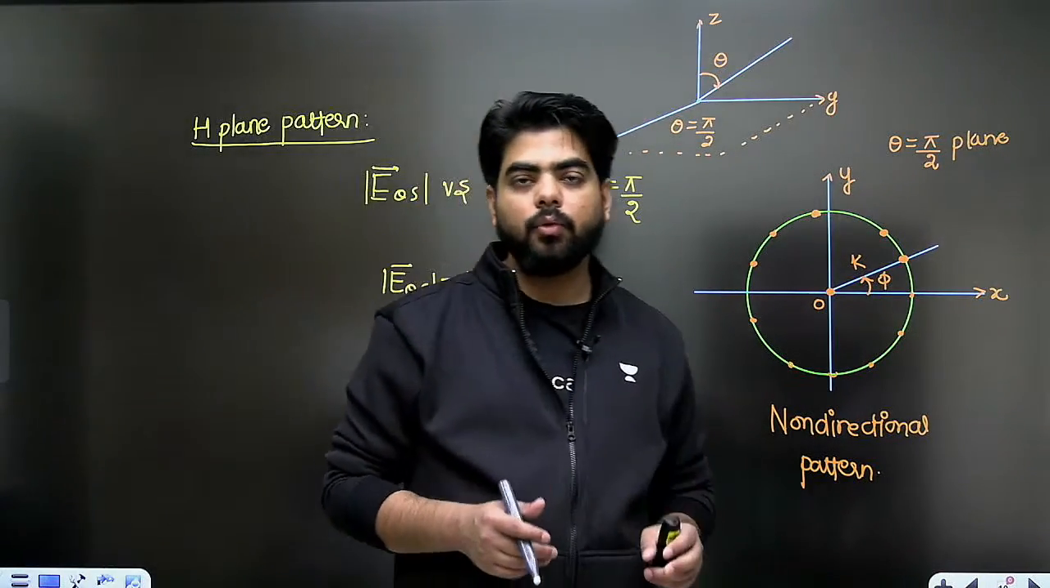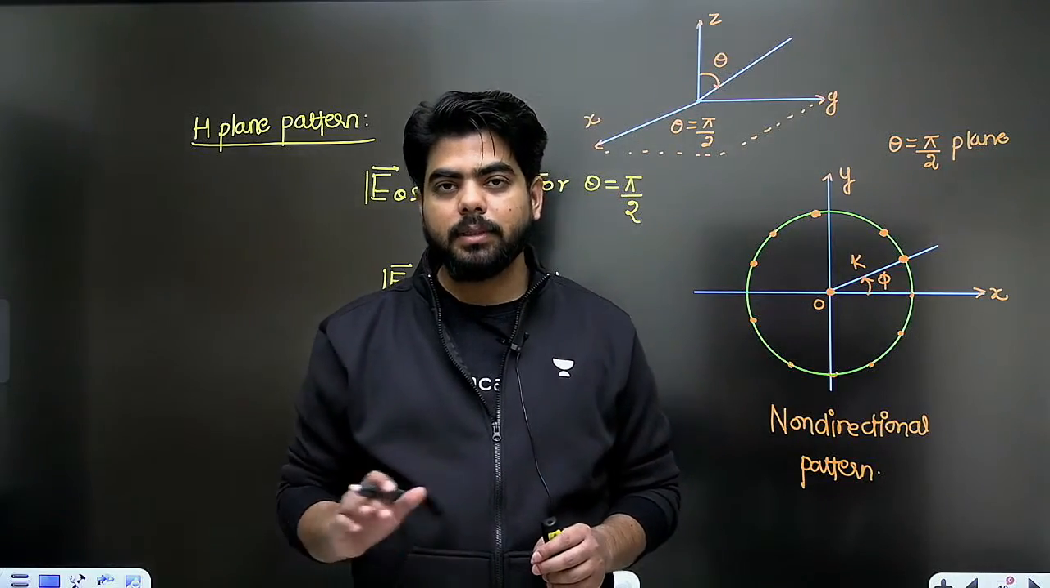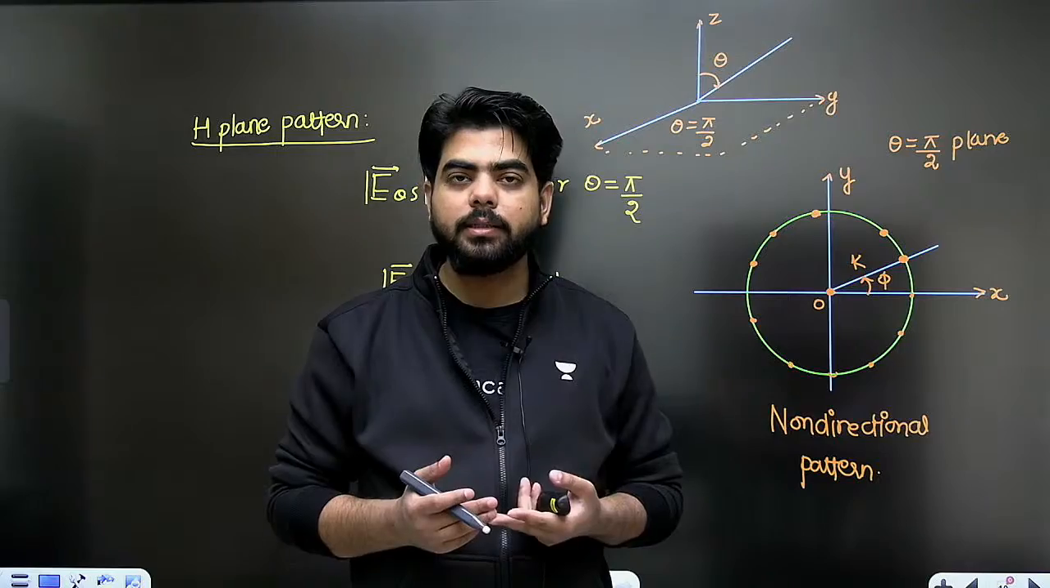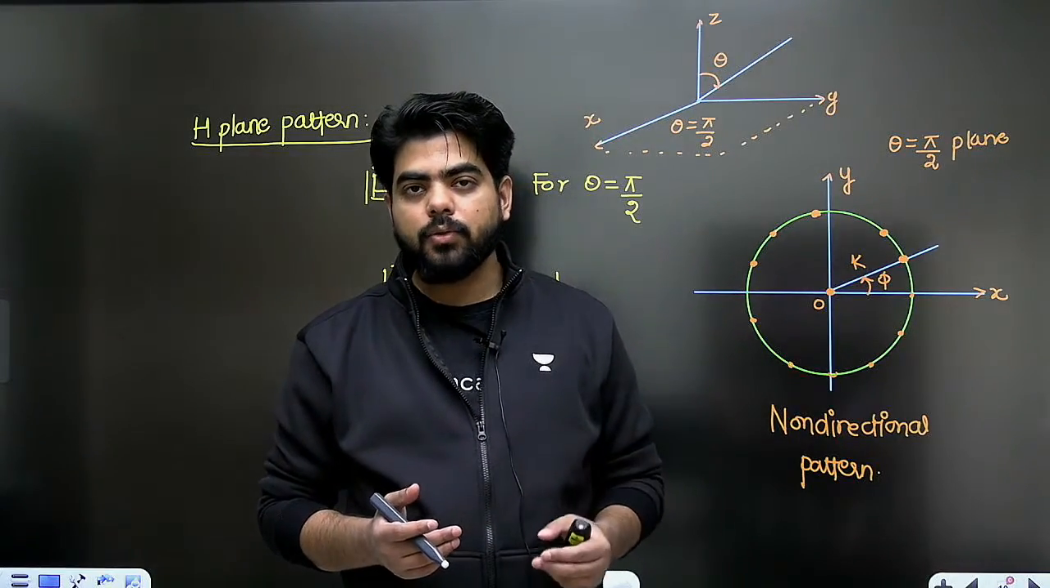Do not confuse the word omnidirectional with isotropic. Isotropic is something different and omnidirectional is something different. Omnidirectional has both the natures. Once you go for the E plane pattern, it will show you directive behavior.